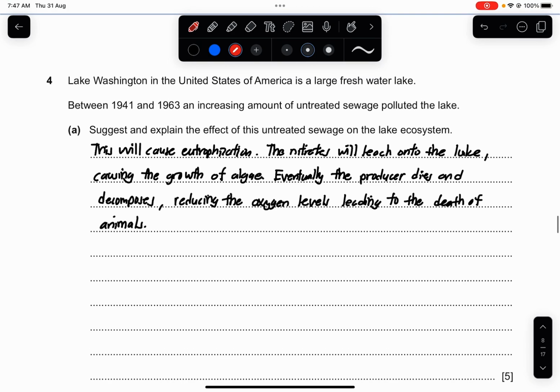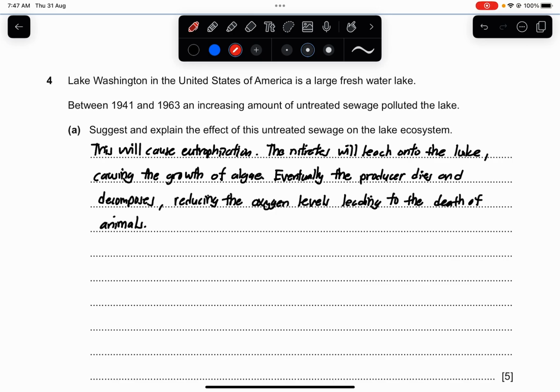Part 4. Question 4, my bad. Lake Washington in the United States of America is a large freshwater lake. Between 1941 and 1963, an increasing amount of untreated sewage polluted the lake. Part A. Suggest and explain the effect of this untreated sewage on the lake ecosystem.